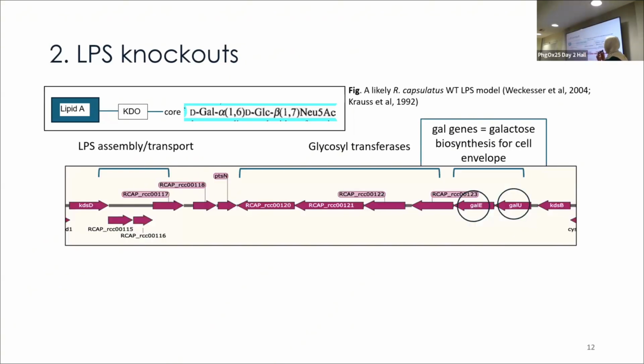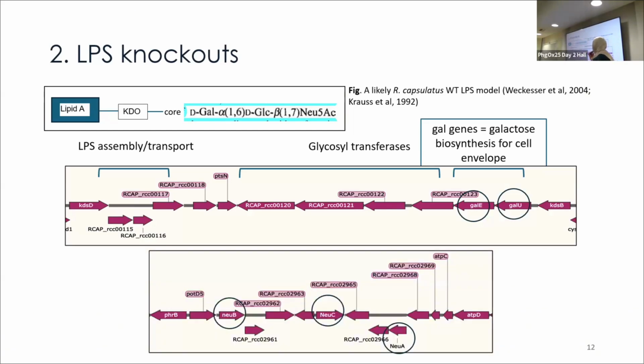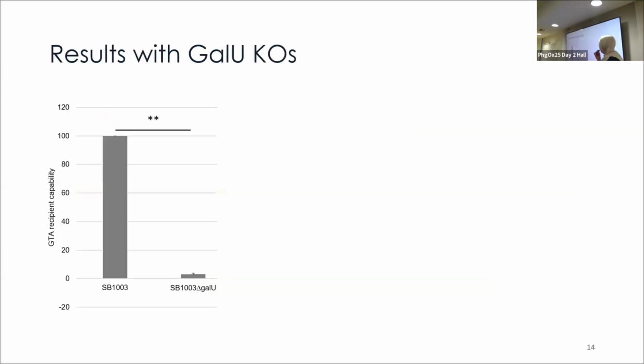And we did find the galactose genes on our genome sequence, which are conveniently placed next to genes that are probably involved in LPS assembly and transport. And we also found uronic acid biosynthesis genes. So we went ahead and got started with the work for creating a galU mutant and a neuA mutant. And we already have the galU mutant at hand, and I'm going to show some preliminary data with that mutant.